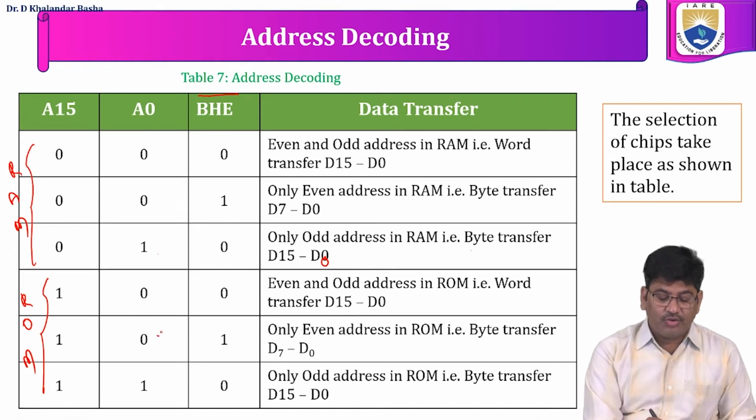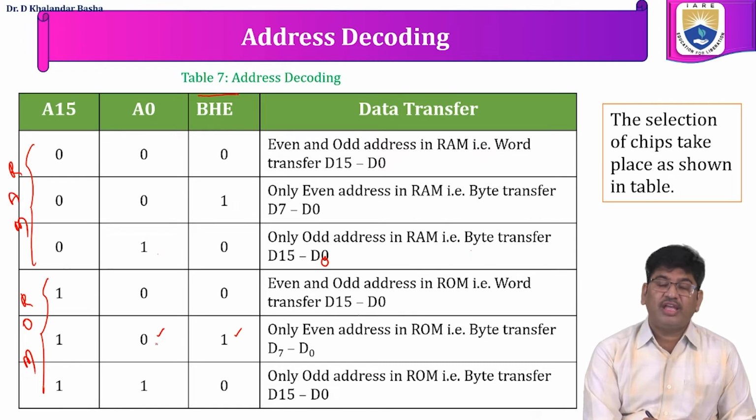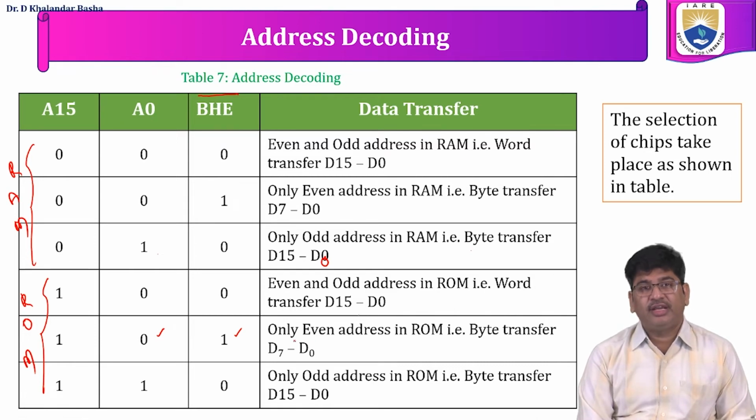When A0 is equivalent to 1 and BHE bar is equivalent to 1, however, it corresponds to ROM. By observing A0 as 0, it indicates it is an even address bank, and BHE bar is 1. That means the data is present on D0 to D7. So the data transfer to or from the memory is only from even addresses in ROM, that is, byte transfer from the data lines D7 to D0.